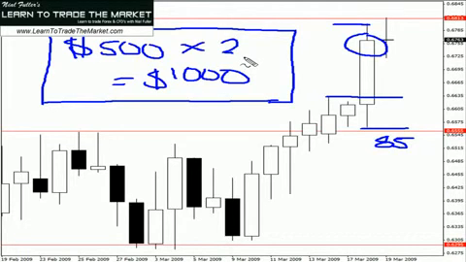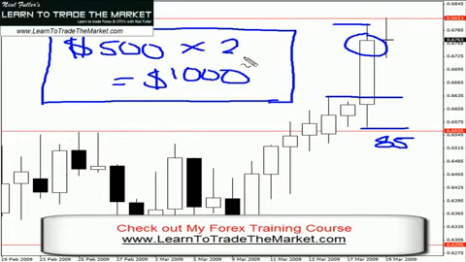Obviously I was trading quite a larger size than that, and really it's just a representation of what's capable with these types of setups. I hope you enjoyed today's video on the inside bar breakout pattern.